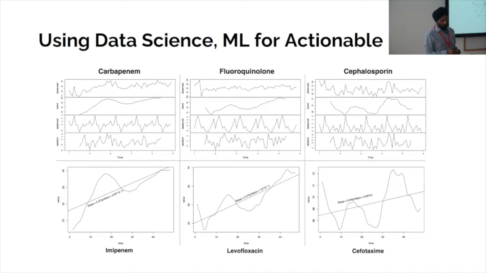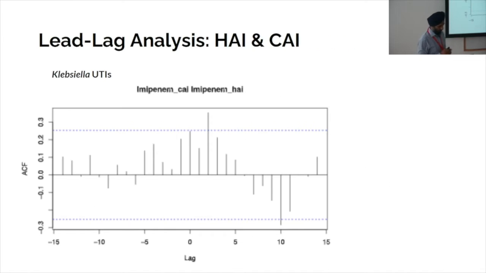And we saw almost 0.03% per month increase in resistance to imipenem in Klebsiella UTIs, which to us, I mean, this paper is under revision. The preprint is available online. So you can look at some of these details as well.